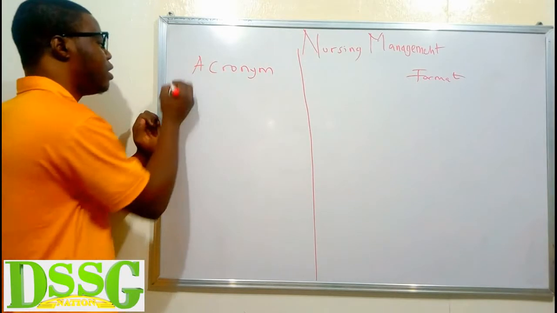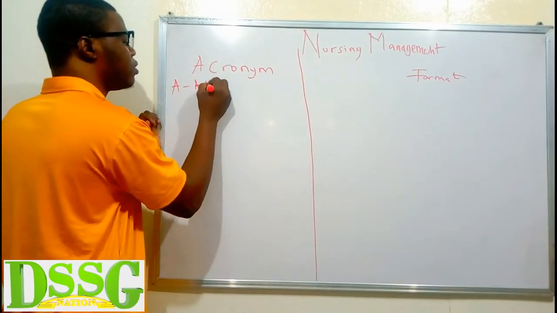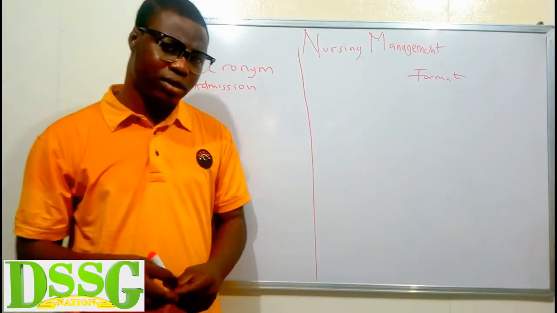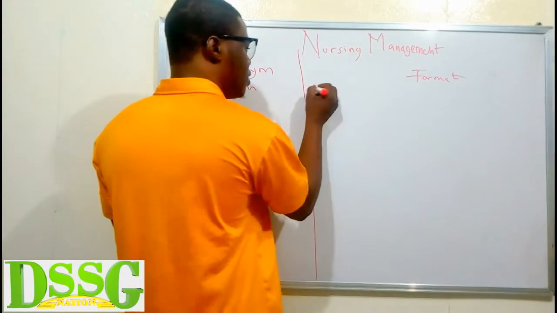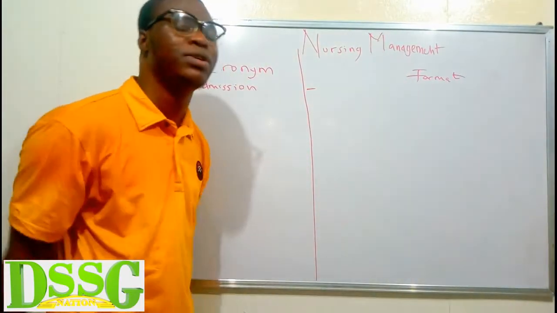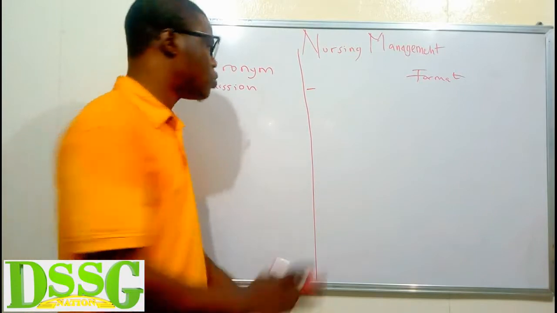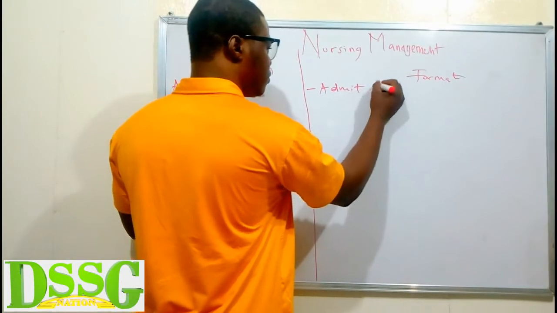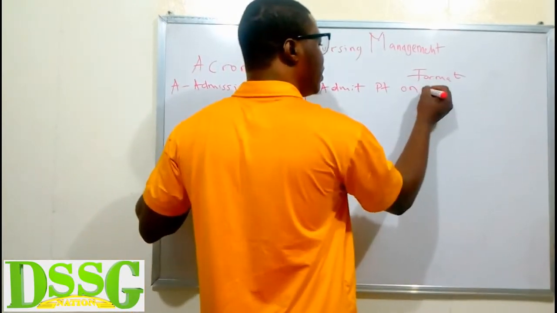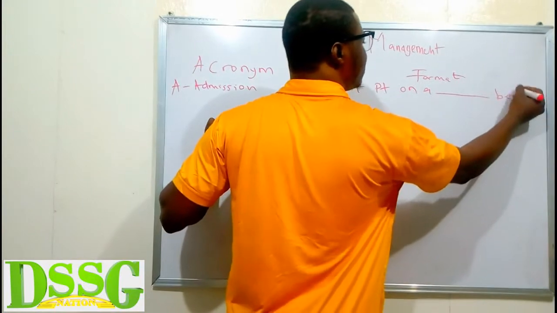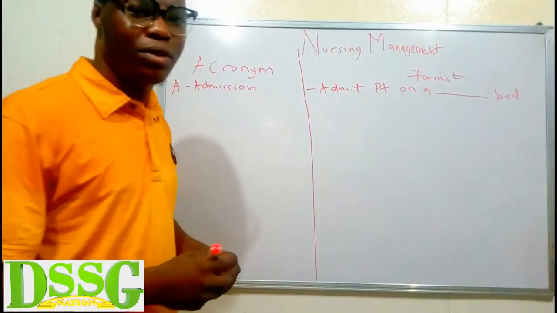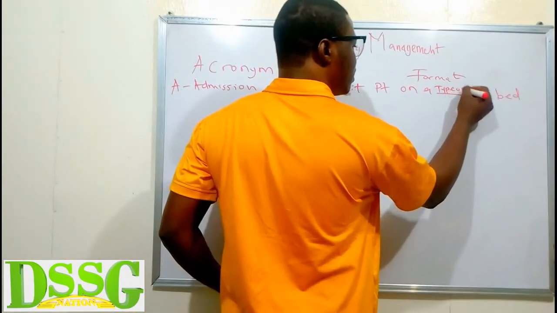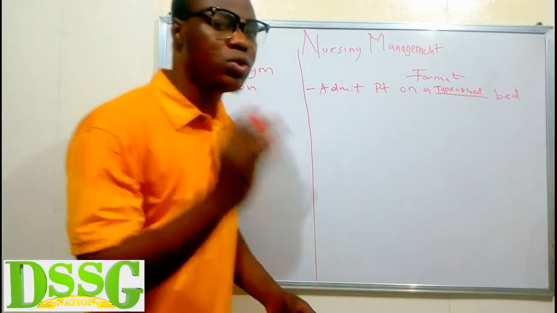Now, we said the A is admission. How do you write your admission? What I mean by the format is the exact way you are going to put it down in your exam. So, the format for admission is: admit patient on a dash bed. That's how I'm going to write it in the exam. This dash is the type of bed that is suitable for your patient.